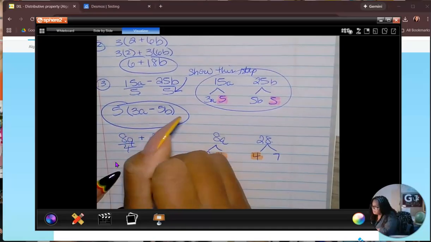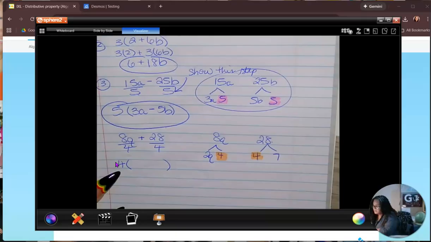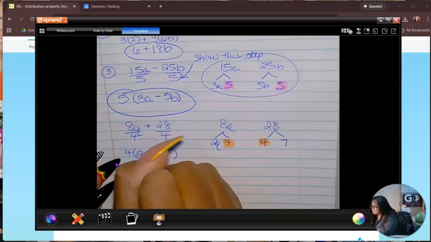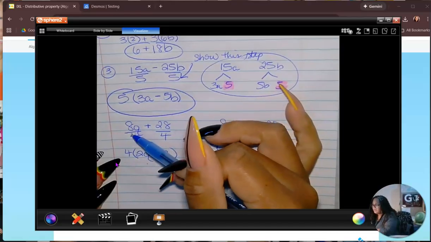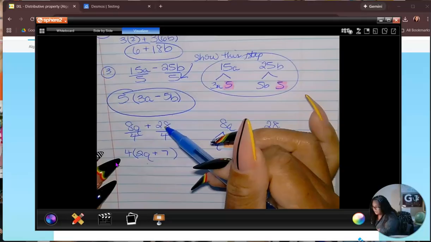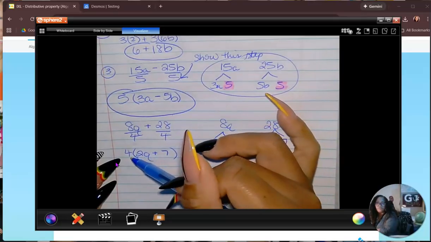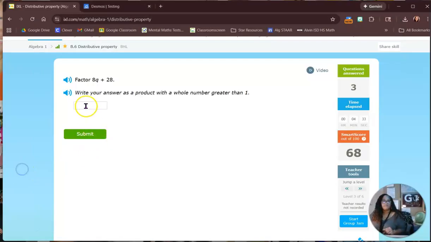So divide by 4, divide by 4. Bring 4 on the outside of the parentheses and then bring it down. So you're going to have 2q plus 7 because 8 divided by 4 is 2 and then 28 divided by 4 is 7. So my answer will be 4 times the quantity of 2q plus 7. 4, 2q plus 7.